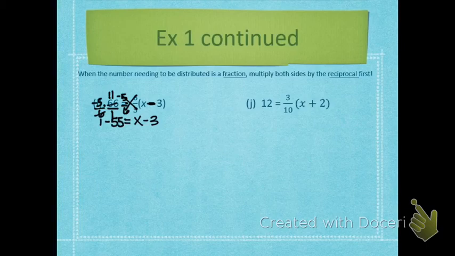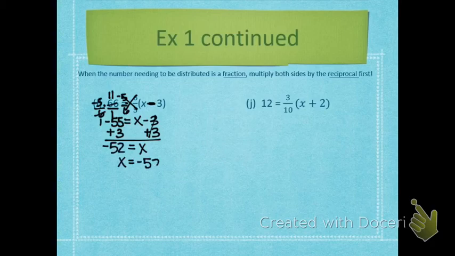Now, there's only one step left here. How do we get x by itself? Divide by, oh wait. Add 3. Add 3 to both sides. So do you see how quickly we're able to finish this when we get rid of the fraction instead of distributing it? So x equals, what's negative 55 plus 3? Negative 52. And of course, we want the variable first, so x equals negative 52 is what we're going to box in. Beautiful.